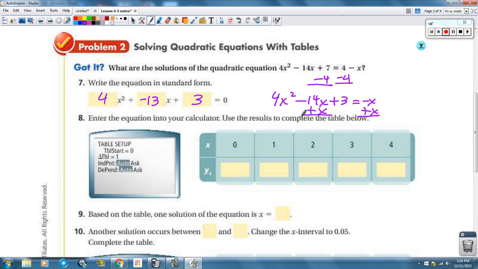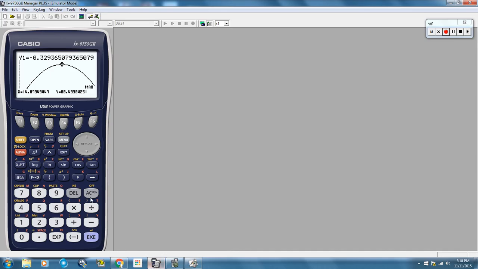What they want us to do now is enter it into the calculator, and then we're going to use the table function. I have taught you guys about using the table function quite a bit, so it shouldn't be a problem. Again, I'm going to go to Casio just because it's really easy to do that. I am going to delete. You don't have to, you can just clear.